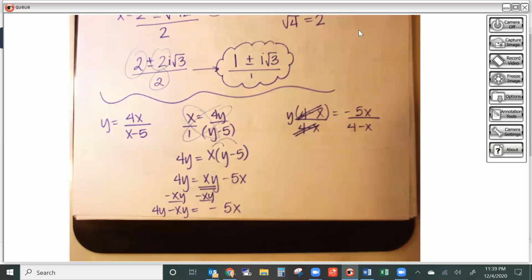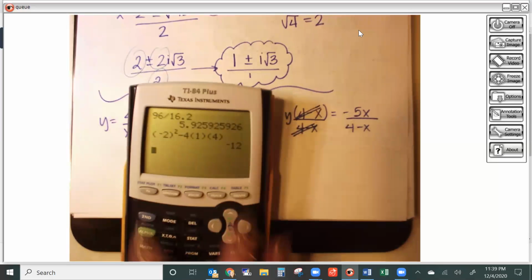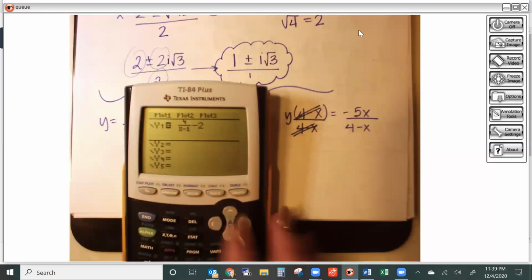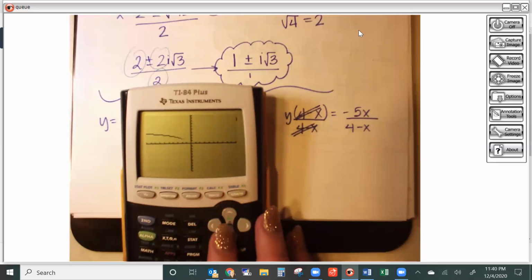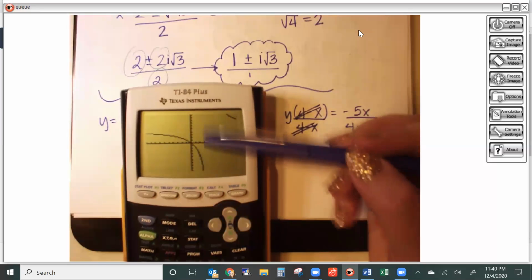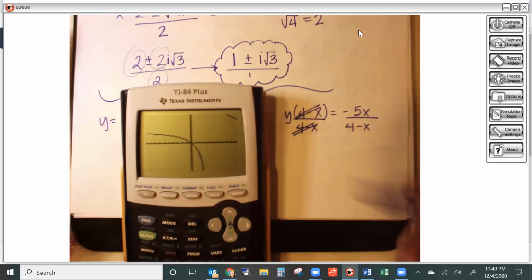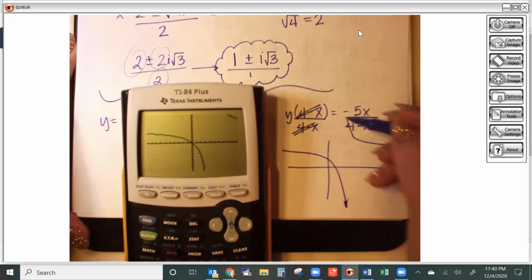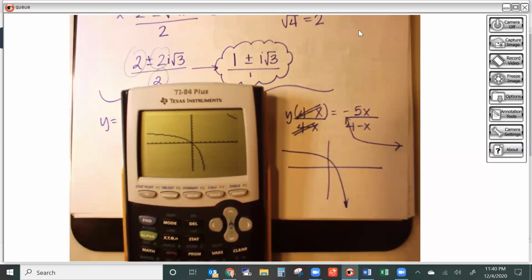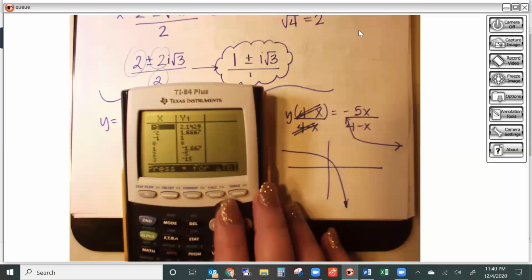Then from there, just to keep things easy, since it's asking me about the domain, I'm just going to graph this: negative 5x divided by 4 minus x. And then I'm just going to look at the graph. I can see that right here I have something weird happening. Looks like probably it's an asymptote. It clearly goes like this, and then it goes like this. And remember, I can use the table to find where that error is.